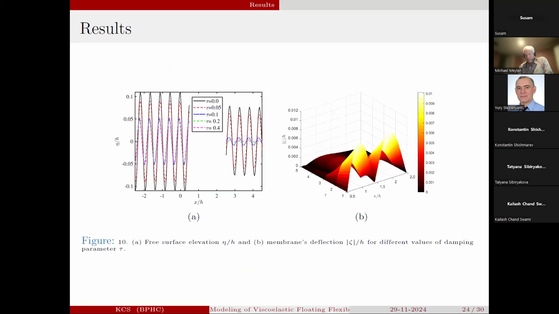Here, the free surface elevation for the different values of the damping parameter you can see in figure 10a, and in 10b I have plotted the membrane deflection mode, zeta by h. So when the damping parameter increases, the dissipation takes place and the free surface elevation decreases on the right hand side of the membrane, and the deflection also decreases. Here you can see as the value of tau increases.